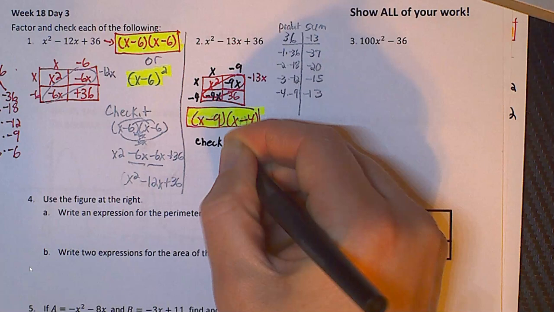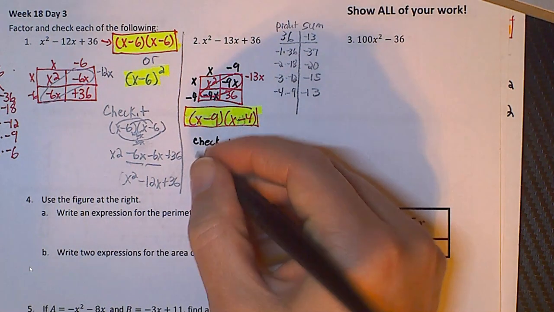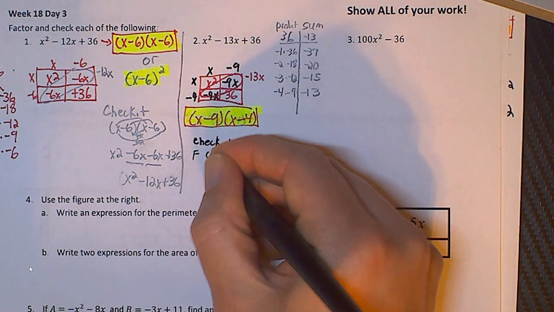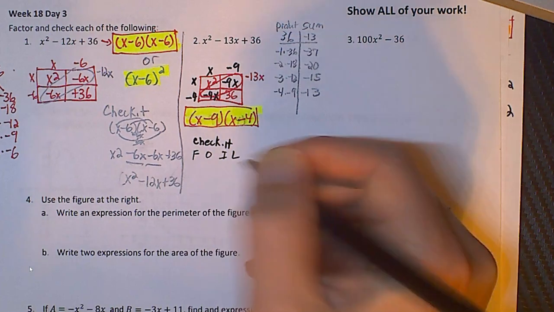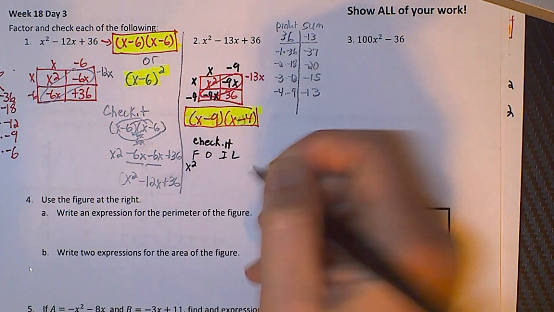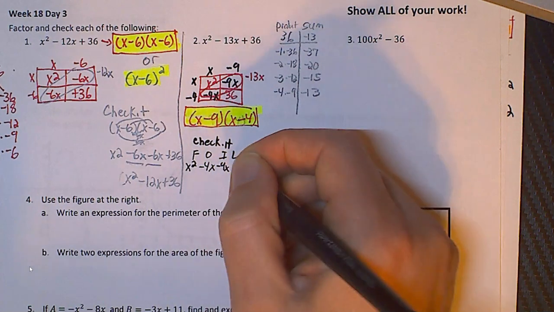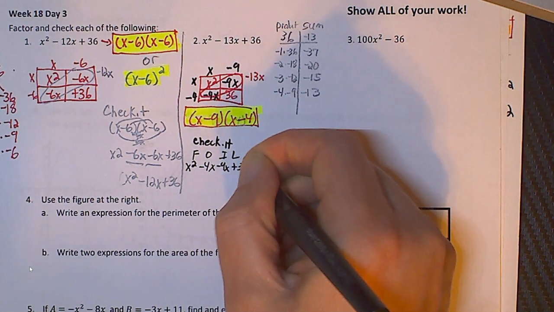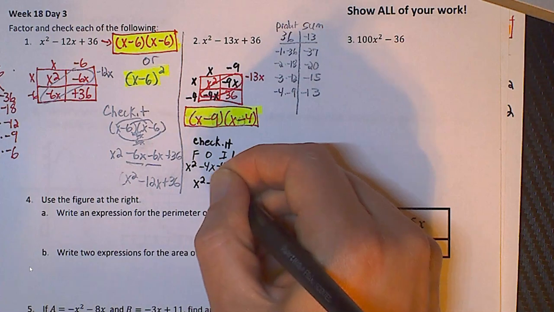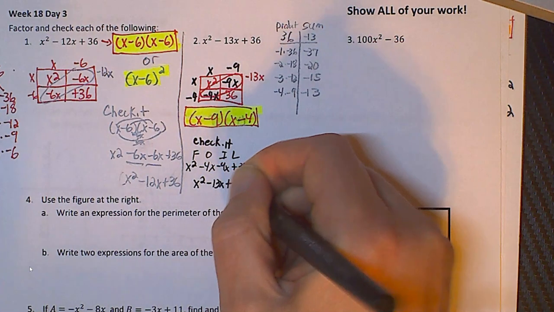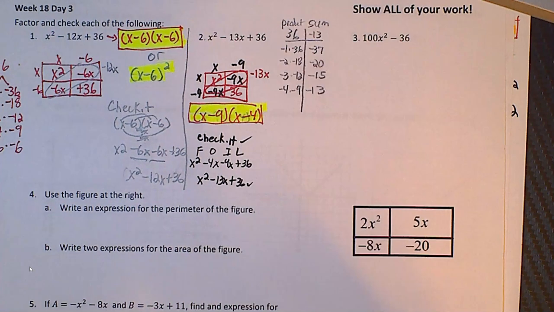Check it. First, outer, inner, last. First, outer terms multiply, the inner terms, last. Checkaroo. Okay.